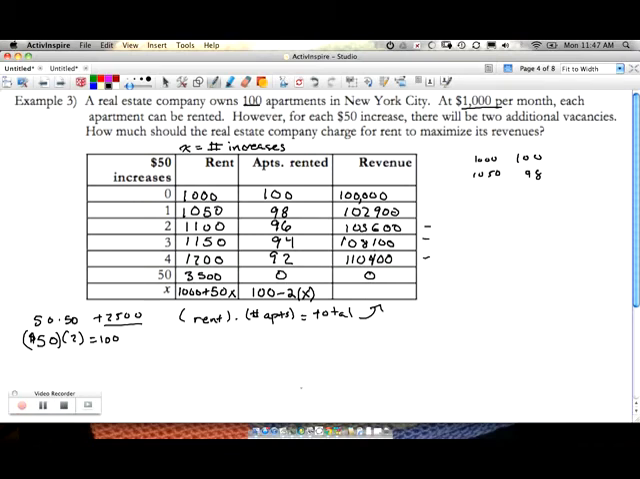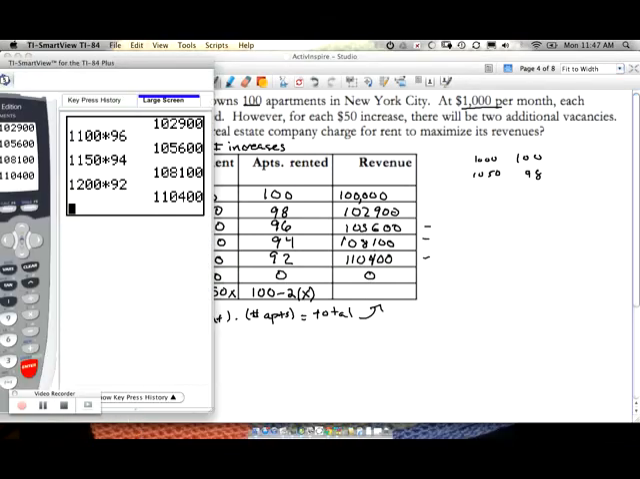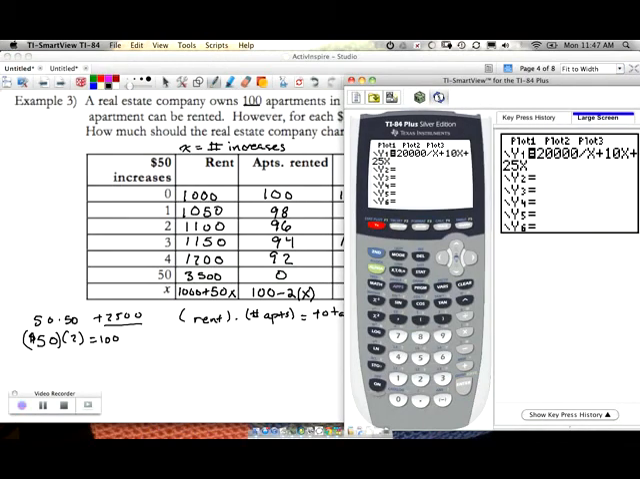So this one here, we want to maximize that revenue. Let's see if we can plug in those pieces to an equation. So we're going to do our rent times the number of apartments rented. So it's going to be 1,000 plus 50 times x, in parentheses because we're multiplying, times 100 minus 2 times x.